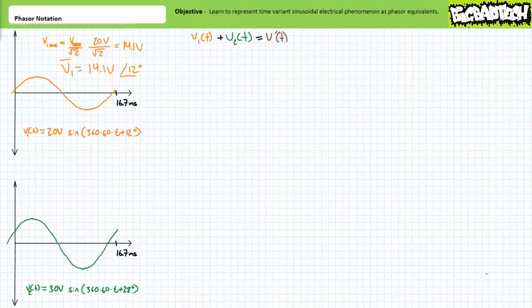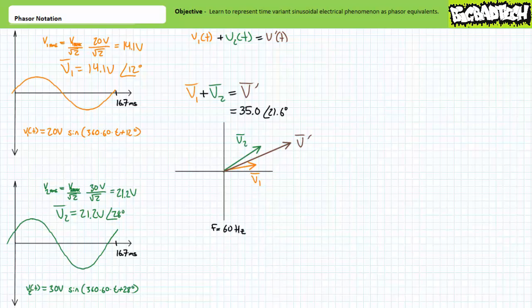V1 has an effective value of 14.1 volts. Therefore, V1 expressed in the phasor domain is 14.1 volts at an angle of positive 12 degrees. V2 has an effective value of 21.2 volts. V2 expressed in the phasor domain is 21.2 volts at an angle of positive 28 degrees.